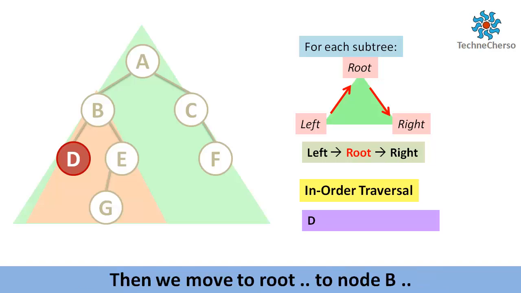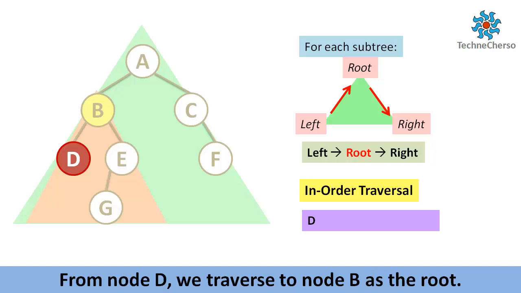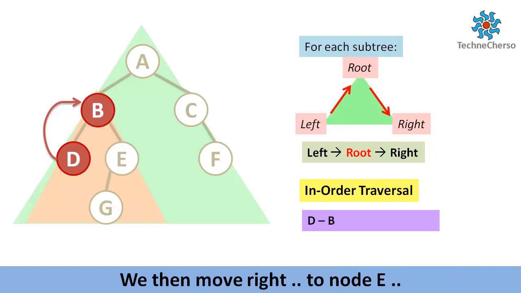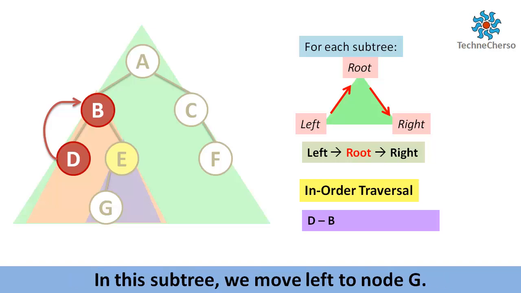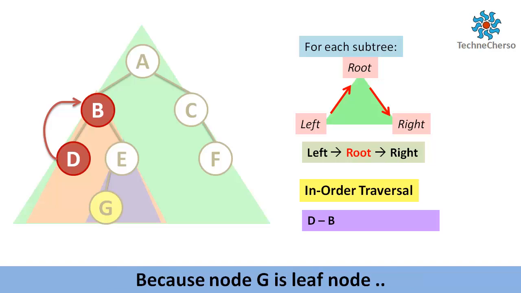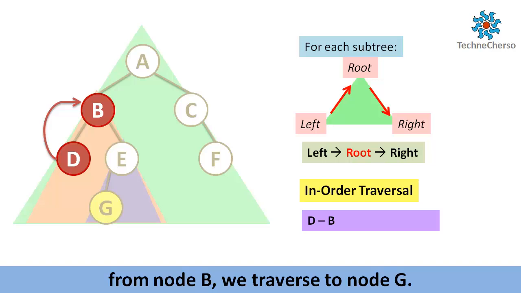Then we move to the root, node B. From node D, we traverse to node B as the root. We then move right to node E, and there is a subtree where node E is the root. In this subtree, we move left to node G. Because node G is the left node, from node B we traverse to node G.